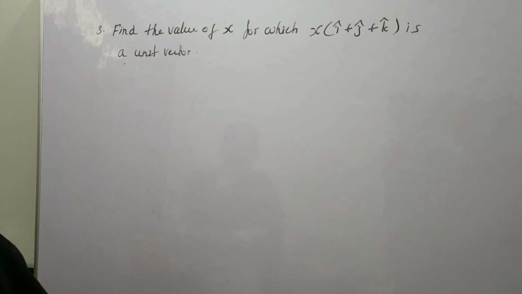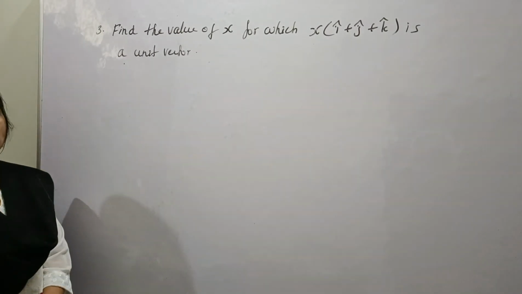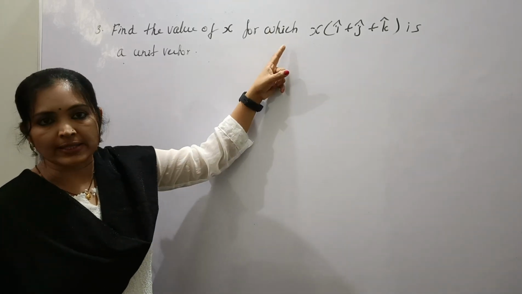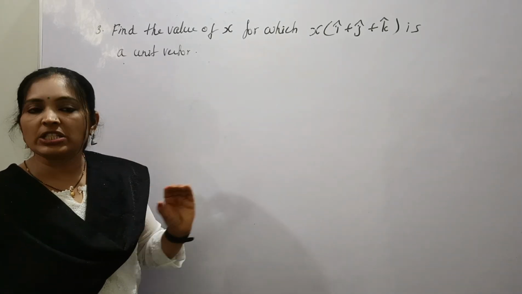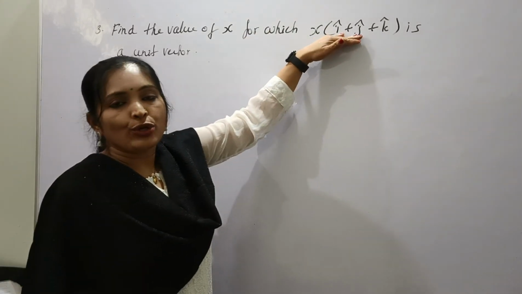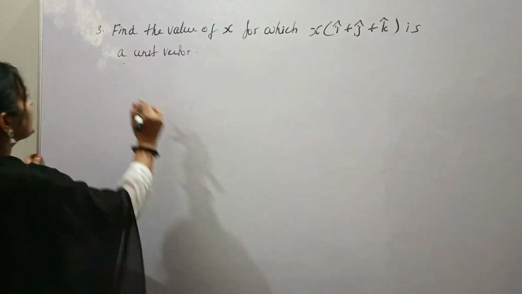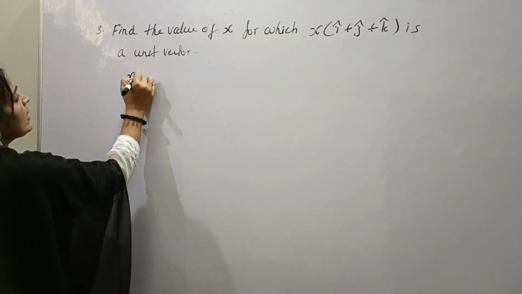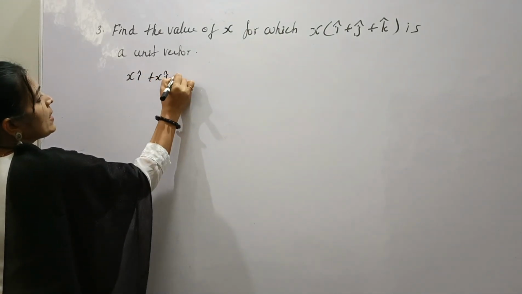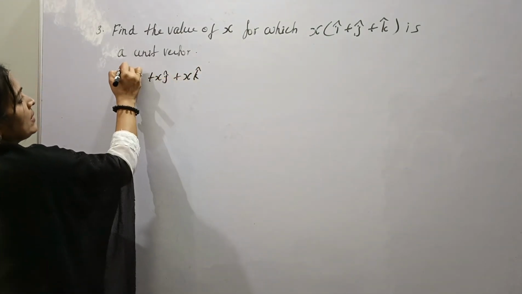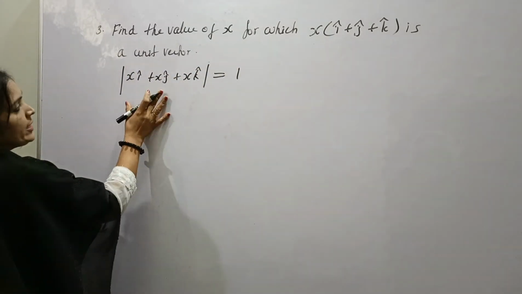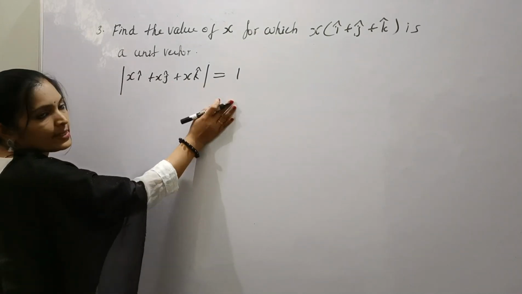Find the value of x for which x into i plus j plus k is a unit vector. It is given that the vector is a unit vector, then what is the value of x? What is a unit vector? A vector which has magnitude 1 is called a unit vector. So the given vector is x into i plus j plus k, that is xi plus xj plus xk, and its magnitude is equal to 1. That is, modulus of xi plus xj plus xk is equal to 1.